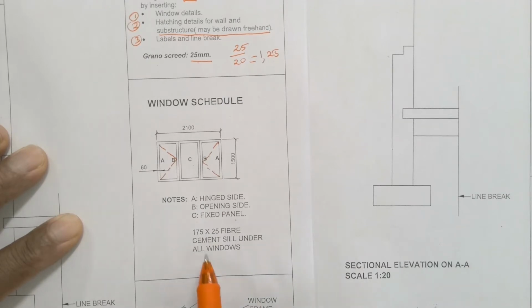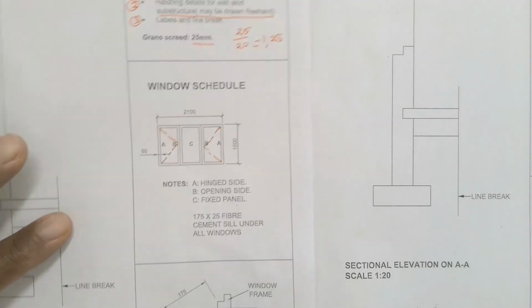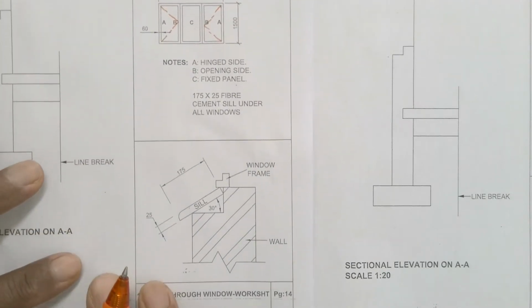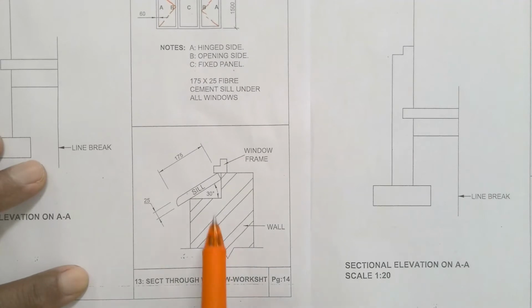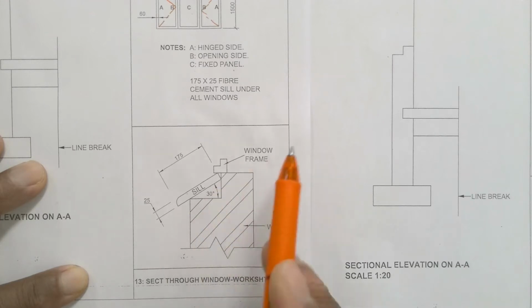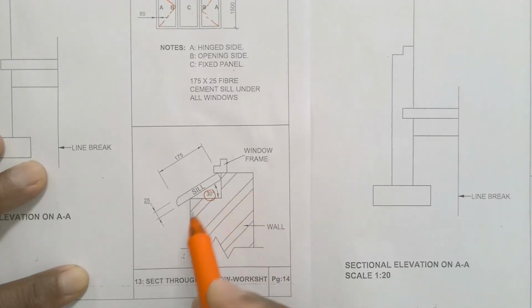Alright, now it's 175 by 25 fiber cement sill under all windows, right? And we are also given this is the window sill. Note that the window sill is 30 degrees. We shall talk about this later when we draw the window sill.